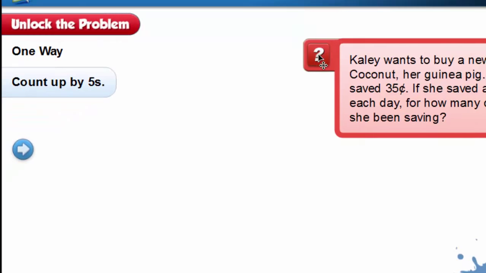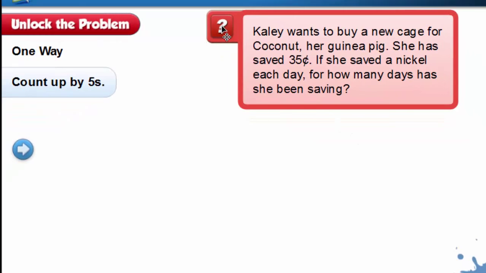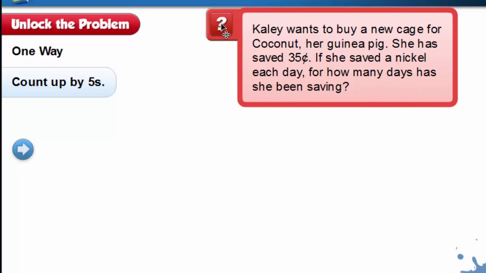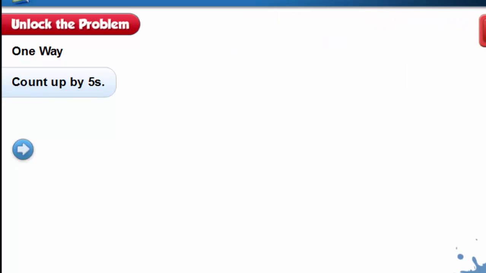We're going to pull out the problem. Here we have it. Kaylee wants to buy a new cage for Coconut, her guinea pig. She has saved 35 cents. If she saved a nickel each day, for how many days has she been saving? All right, let's put that away. So she has already saved 35 cents. She has saved a nickel each day. How many days has she been saving?